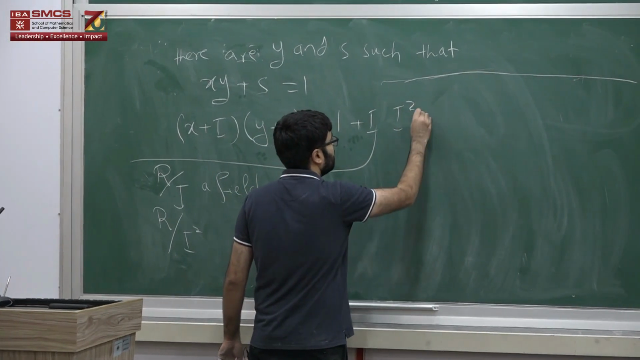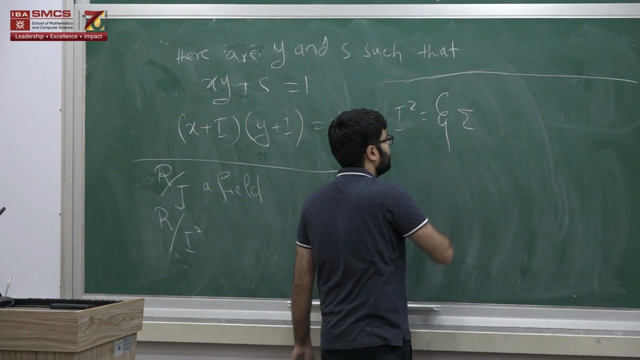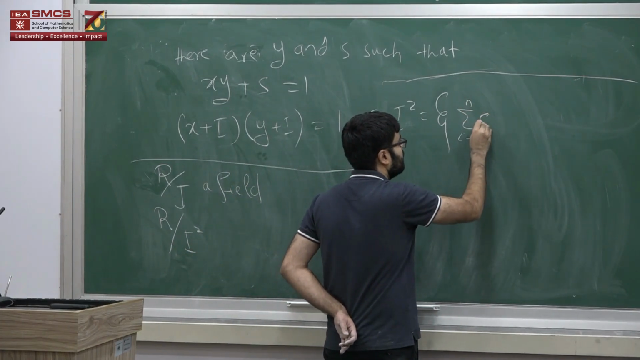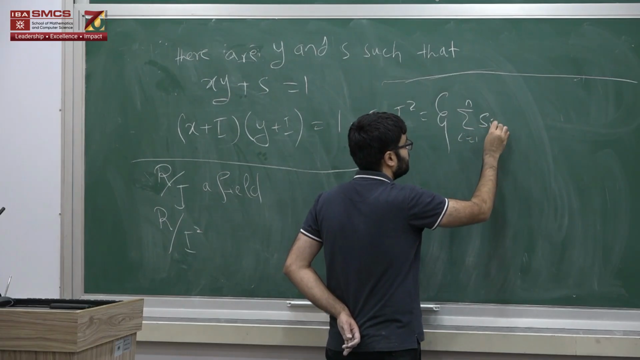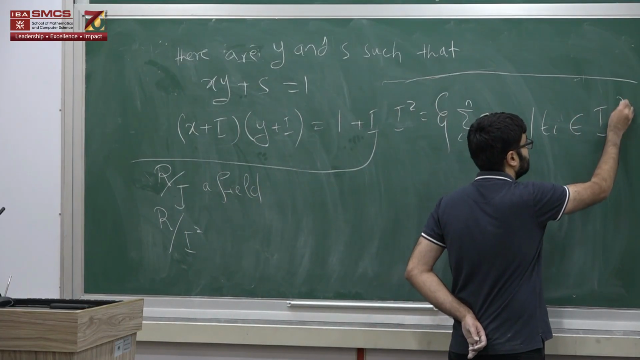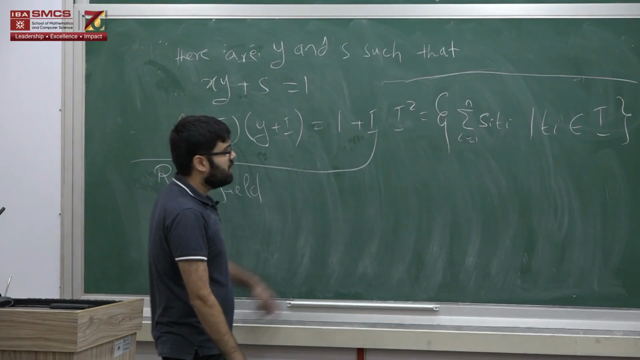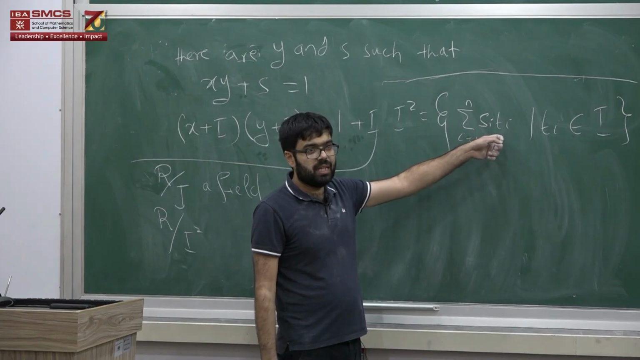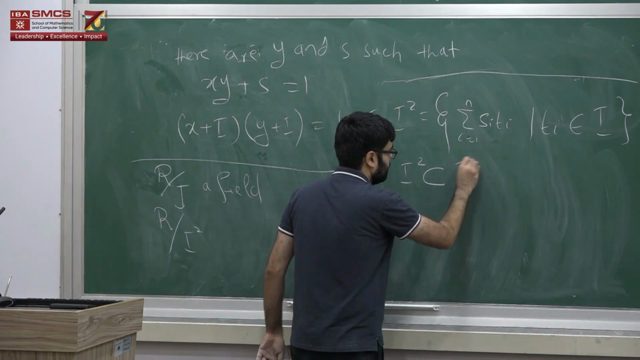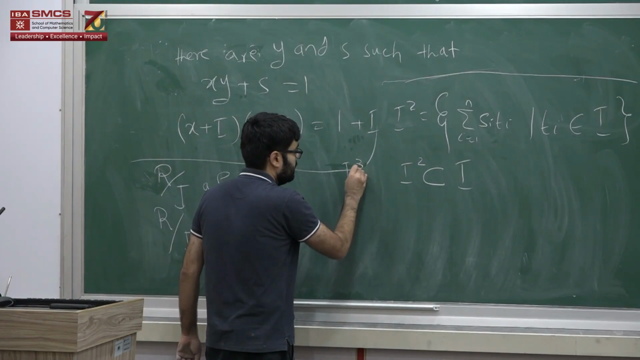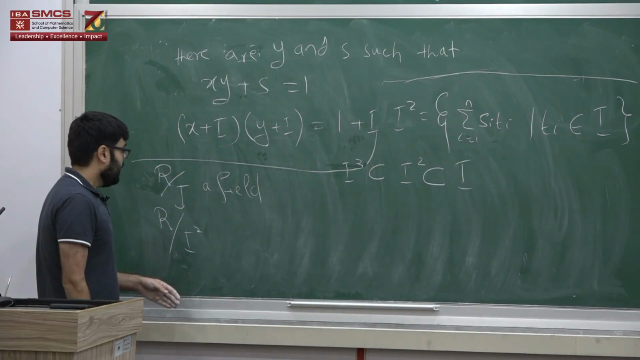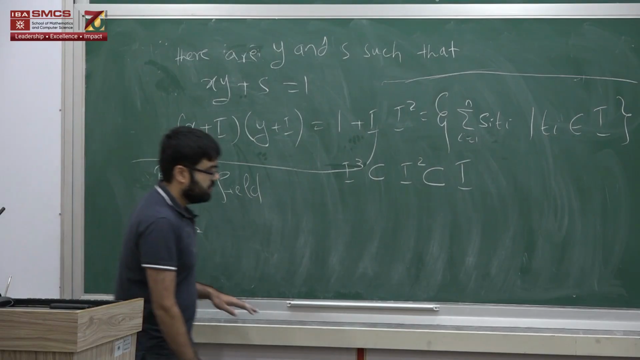this I square is a finite sum of the products s_i t_i, and these t_i are in I. But since the ideal is closed under operations of both addition and multiplication, what is pretty easy is I square is contained in I, and similarly I cube will be contained here, and so I have this chain, and when I do the quotient, the opposite thing happens.